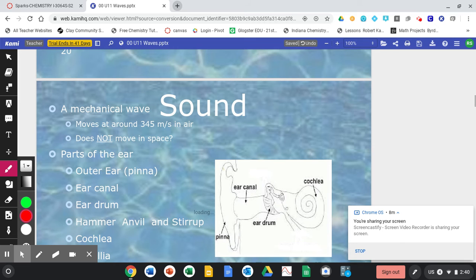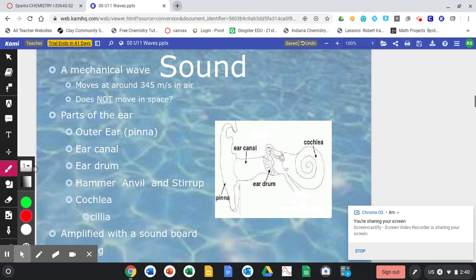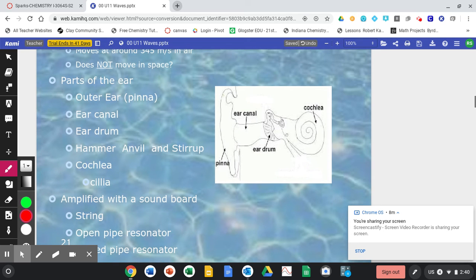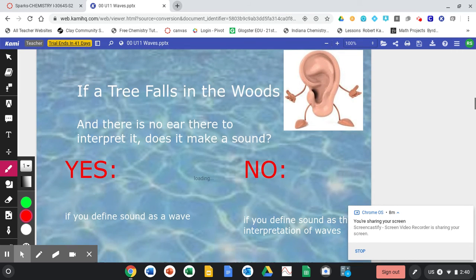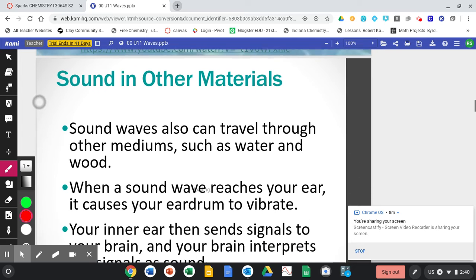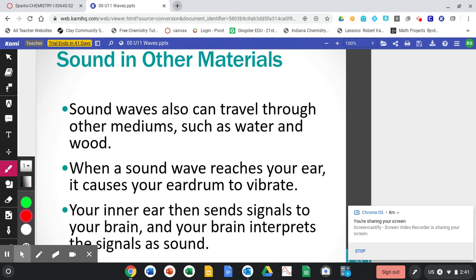And so a mechanical wave, sound moves about 345 meters per second in air, but it does not move in space. And of course, our eardrums are part of our whole ear component. The anatomy of our ear is very specialized to be able to amplify the sound, and so it helps us hearing. We'll skip this slide.